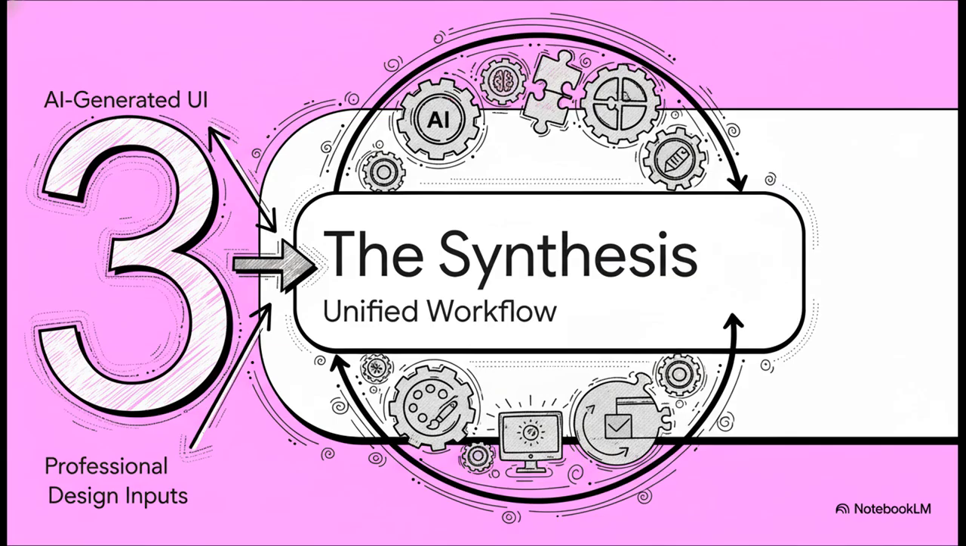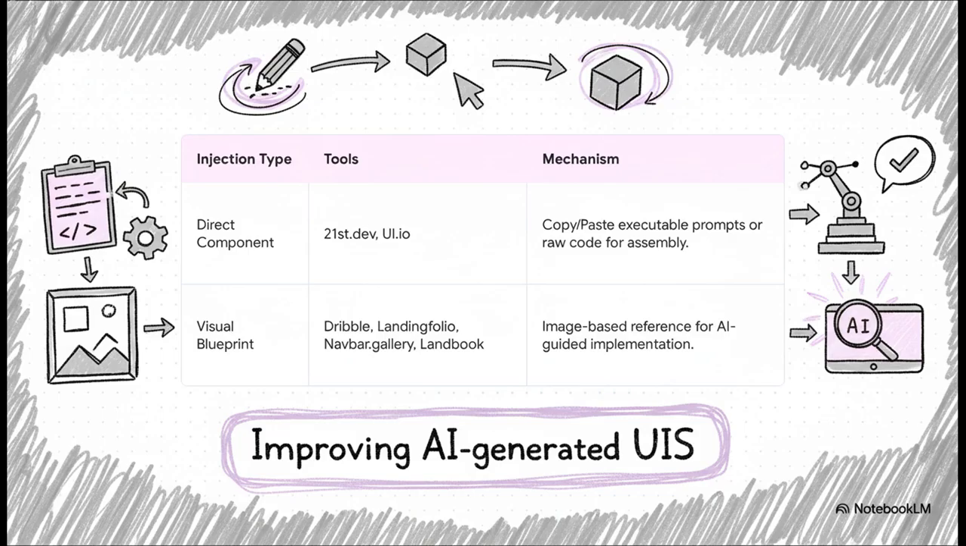So, how do these 2 different vectors come together? How do they form a single, cohesive system? Let's synthesize all of this into a unified workflow architecture. This table really gives you a clear summary. For direct component injection, you're using tools like 21st.dev and UI.io to copy and paste executable instructions for direct assembly. For visual blueprint injection, you're using sources like Dribbble and Landingfolio to provide an image-based reference for AI-guided replication.